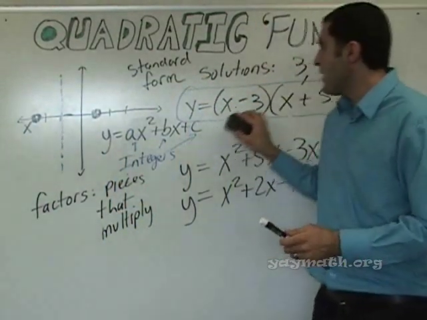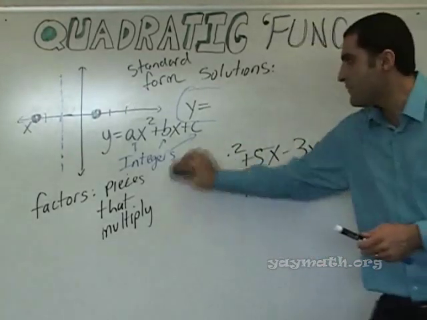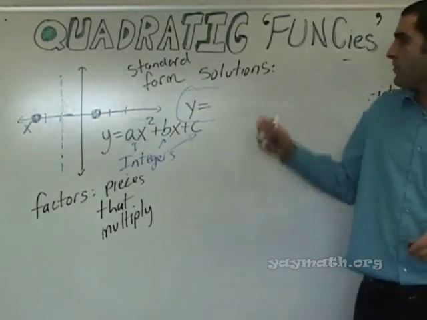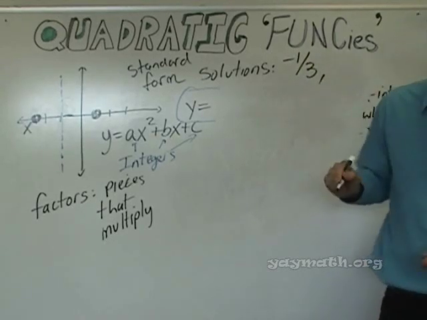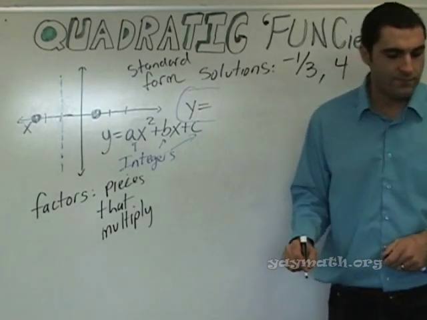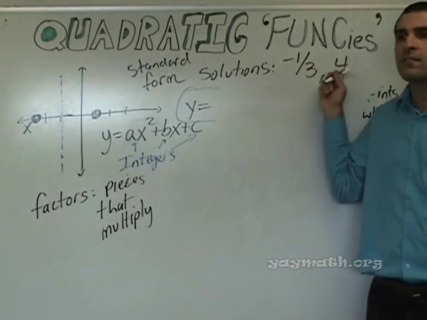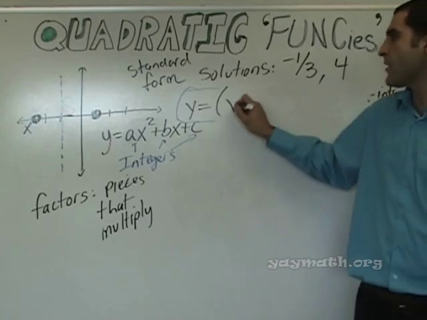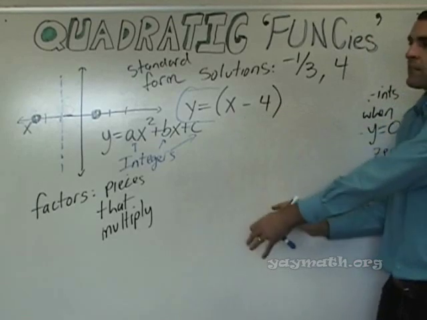Next one's kind of a doozy, except it's a fraction. So let's do the fraction trick. We have solutions of negative 1/3 and 4. Which one is easier to do? 4. So it would be x minus 4. The factor is x minus 4 because if you set it to 0, x would be 4.